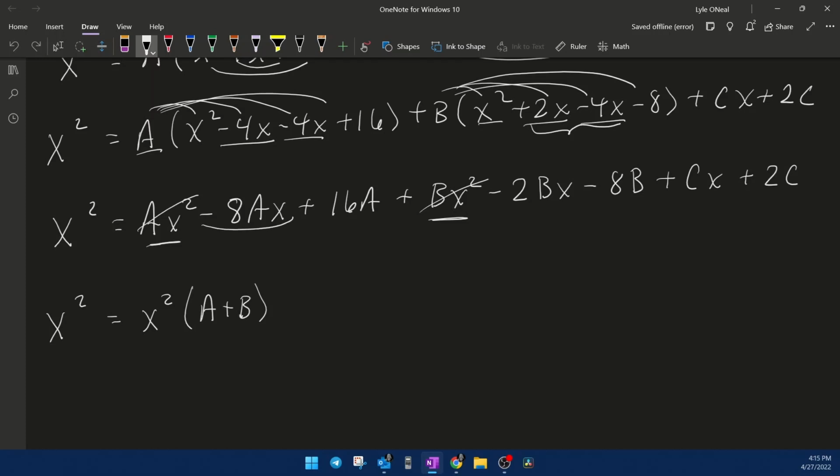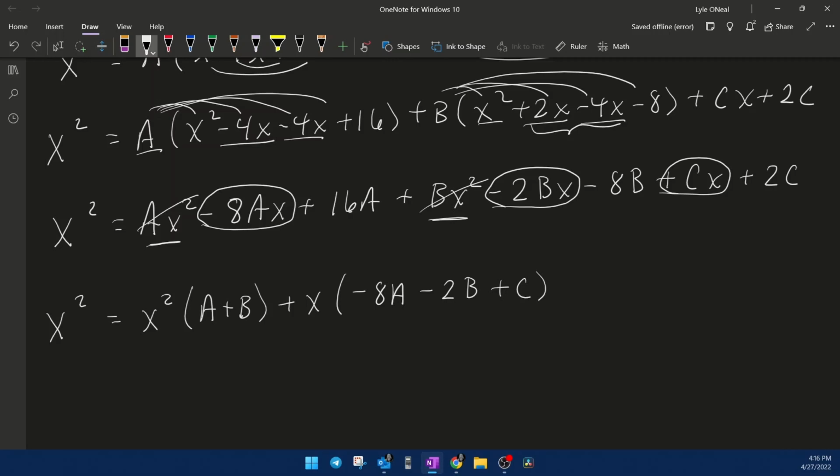Next, I have a minus 8ax, a minus 2bx, and a plus cx. All three of those terms have an x. And so what I want to do is factor out the x, and that will leave me minus 8a minus 2b plus c. Do you see that? Minus 8a minus 2b plus c. All of those are left in the parentheses if I take out the x.